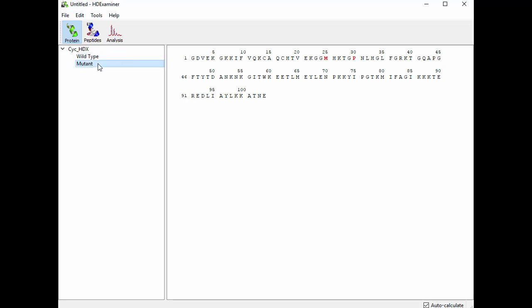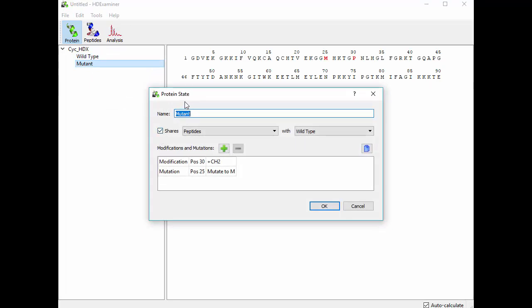The next question that I frequently get is, well, I don't have separate samples. I just have one sample that has the mixed versions of this protein. What do I do? Well, it turns out HDExaminer can actually handle that. If you go to edit this protein state, here in the protein state dialog box, there is this line right here, shares peptides with another protein state.